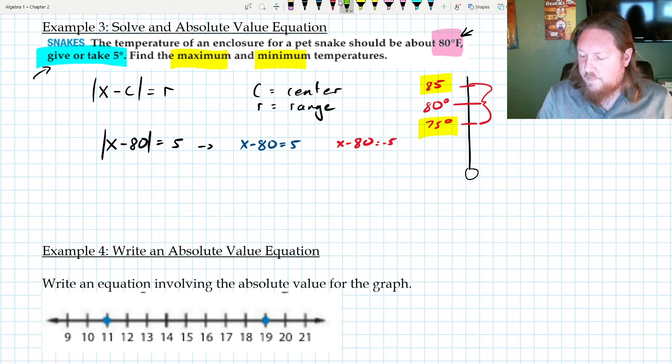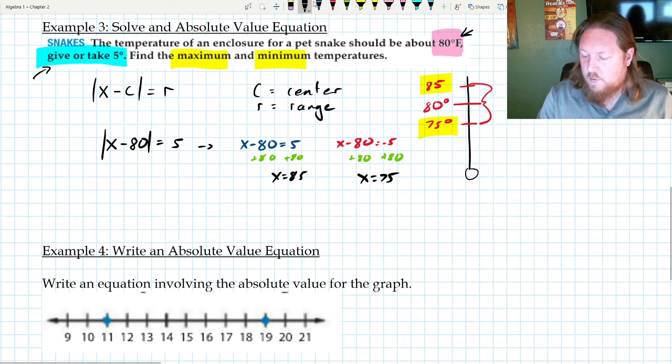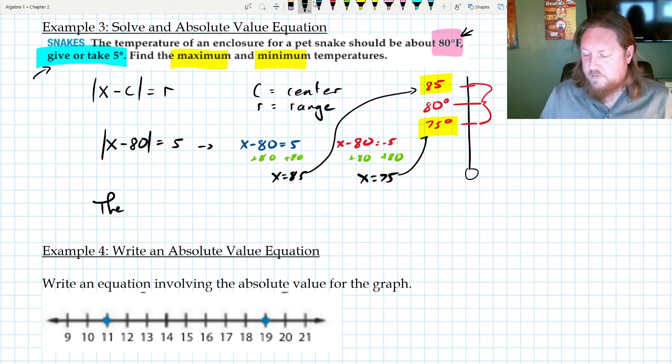And we go to solve, add 80 to both sides. X equals 80. Ooh, 85. I should actually add those numbers together. And now we solve the other side. We add 80 to both sides. And here we get x equals 75. So our solutions, you can see it came out to be the same as what our little drawing gave us as well.